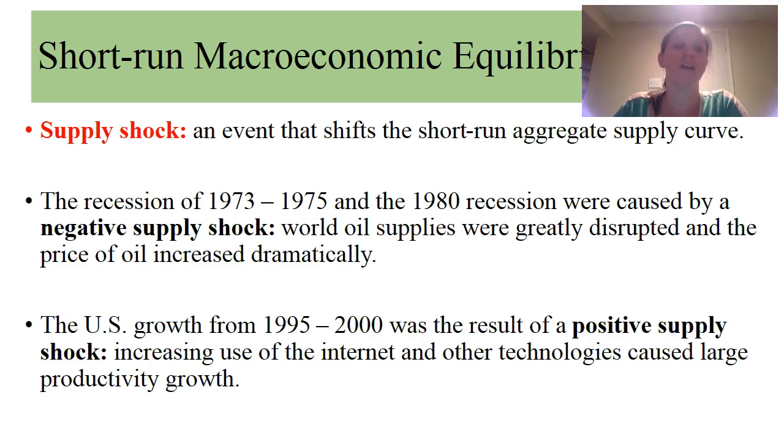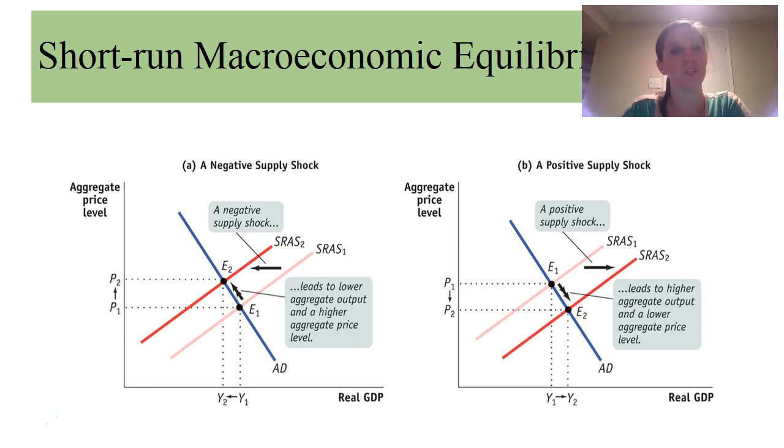Now, on the flip side, if we look at the United States and our growth between 1995 and 2000, which we call the dot-com bubble, for the most part, it's the dot-com boom. Internet and technologies were growing very quickly at this time. So what this did is increase workers' productivity. We talked about how an increase in paperwork can decrease our productivity, whereas all of a sudden the internet comes up, faster computers, wireless, Wi-Fi, things like that can increase our productivity, and that is going to lead to a positive supply shock.